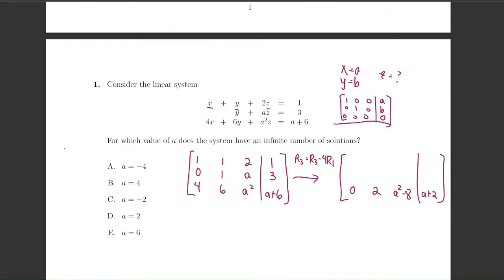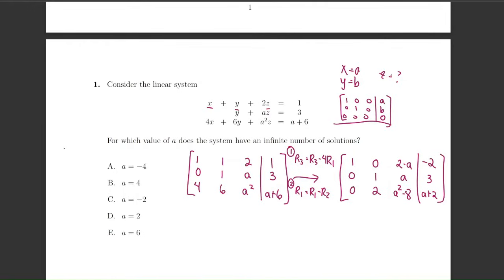And then after this step, I'm going to do R1 minus R2. So first I did this step, and then after that I'm going to take the first row and do R1 minus R2. And that gives me 1, 0, 2 minus a. The second row stays the same, so 0, 1, a, 3. And then in the first row, 1 minus 3, which is negative 2.